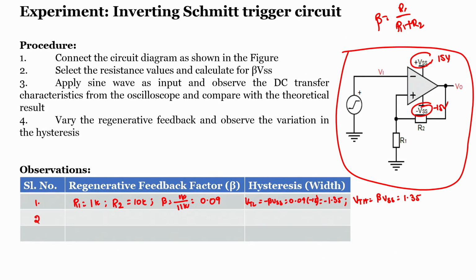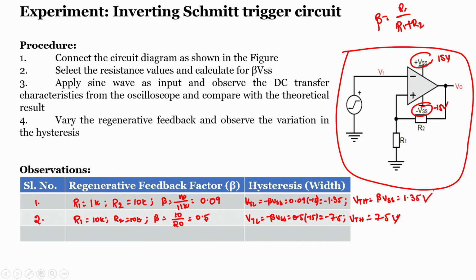Next, we will consider two other values. Let us take R1 as 10K, R2 as 10K. What will be the value of beta? It is nothing but 10 by 20, which is 0.5. So, VTL, the lower threshold value, will be minus beta into VSS, which is 0.5 into minus 15, that is minus 7.5, and VTH is plus 7.5 volts. These are our higher and lower threshold values.